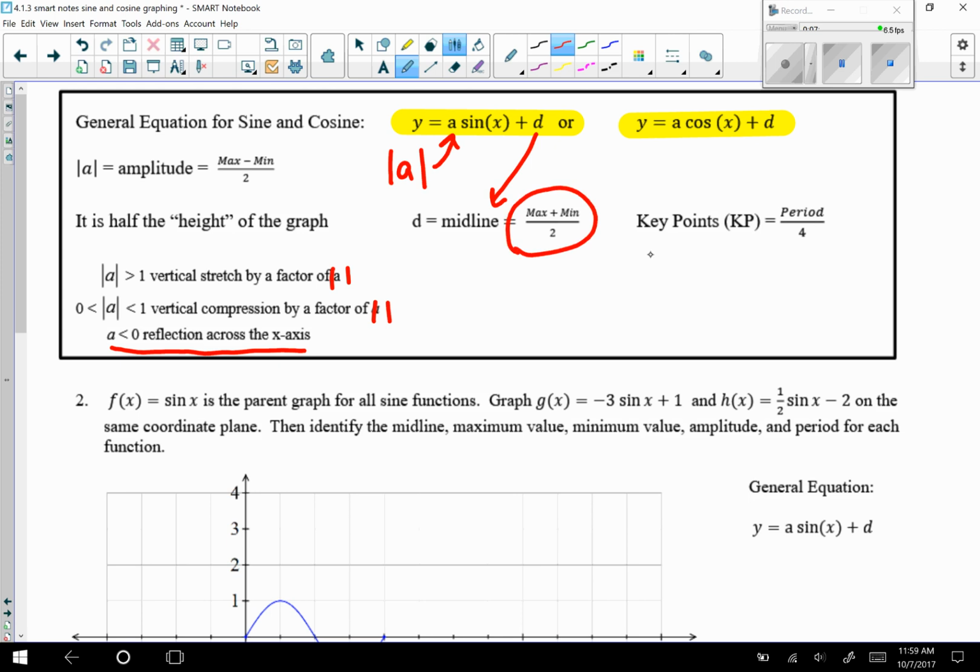And again, we can use this formula right here. The key points are going to be the period divided by 4, so our parent graph period for now is always going to be 2 pi for sine and cosine. When the frequency changes, which we'll talk about later, you'll need to know that it's going to be whatever that period is divided by 4. So we'll figure that out later.